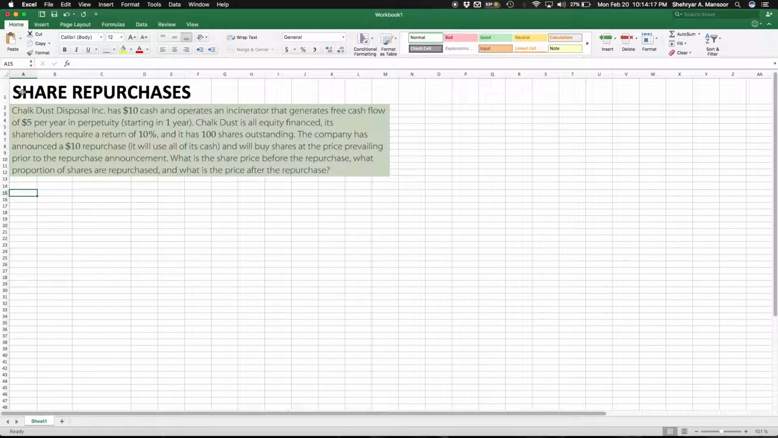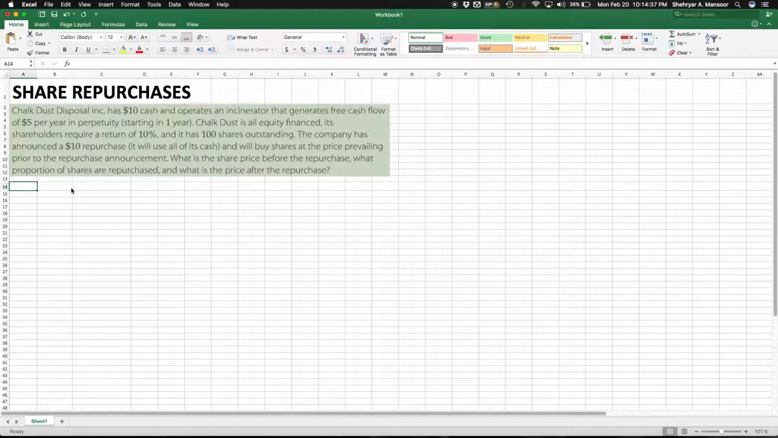So the value of every company, as you should know by now, is the present value of all of its future generated cash flows. And in this situation, we also add the excess cash that a company has. So for our situation, I'll increase the font so it's a bit easier for you guys to see. So we have valuation. We know that as of right now, this incinerator is expected to generate free cash flow of $5 per year.